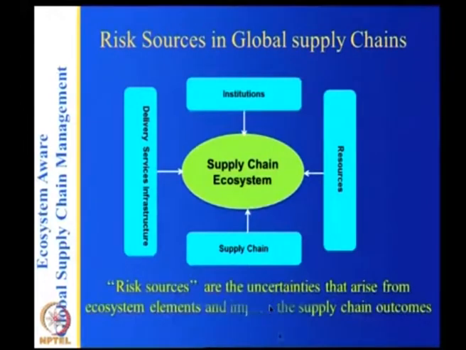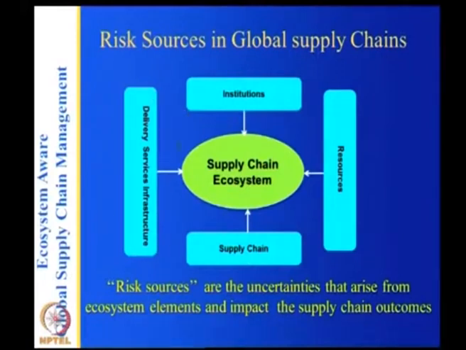The risk sources are the uncertainties that arise from ecosystem elements and impact the supply chain outcomes. So what is the outcome of a supply chain? The outcome is supply-demand matching, efficient deliveries, and keeping your finances okay, and so on. Supposing the price of oil increases in the resources, or the labor goes on strike, these are the kinds of uncertainties that arise in the ecosystem, in the resources. If the institutions, the government, turn protectionist, or there is a government change, those are the kinds of risks that the institutions can create.